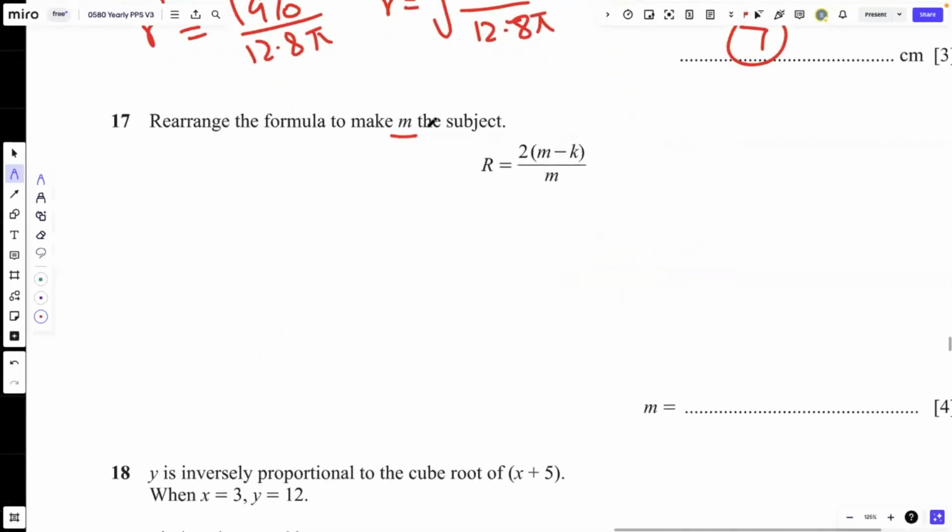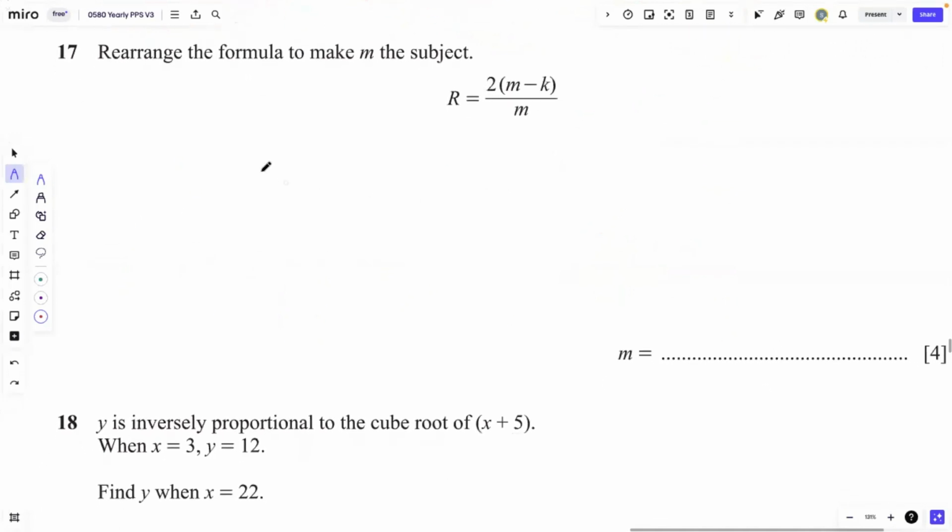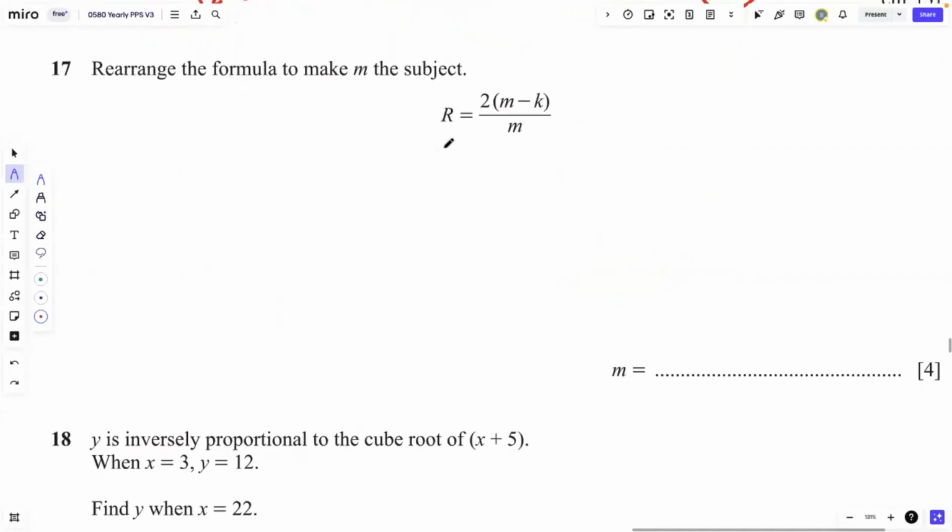Rearrange the formula to make m the subject. So we're supposed to make m the subject, so keep an eye on m. We need to isolate it. Even though we have two terms of m, we do need to bring them on the same side and everything on the other side. So first thing is we remove the fraction by taking the m on the other side and multiplying it.